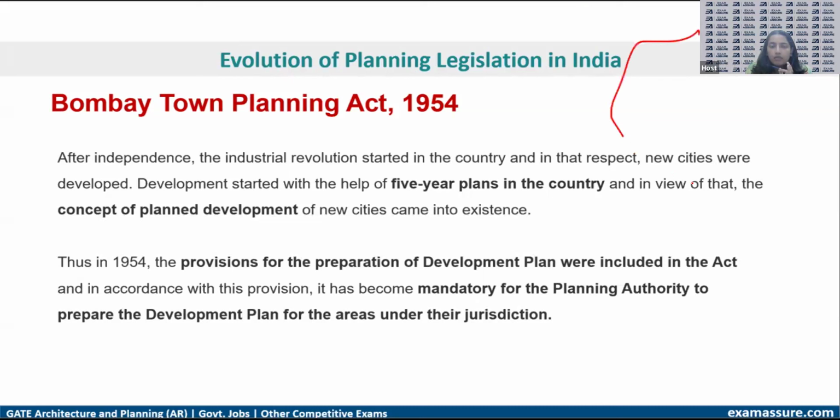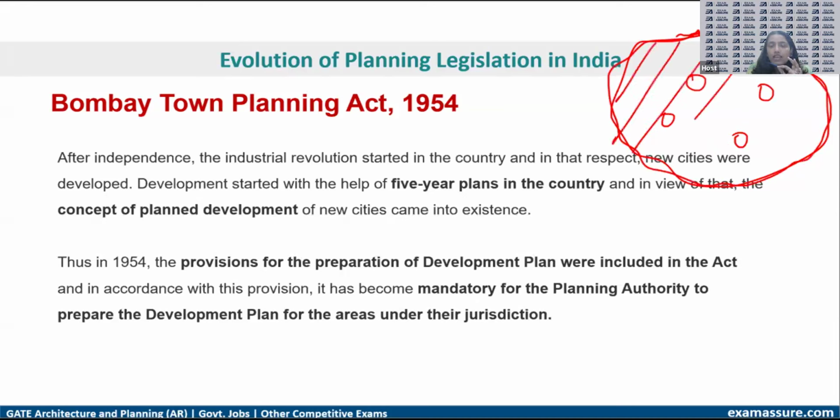So again, what did we see? In 1915, only parts were being developed under town planning scheme. Now under 1954, the entire jurisdiction of that particular city is being developed as one whole. So if you see now, usually what we've seen in the hierarchy is, first is your regional plan, development plan, and then a part of it as town planning or local area plan, right?